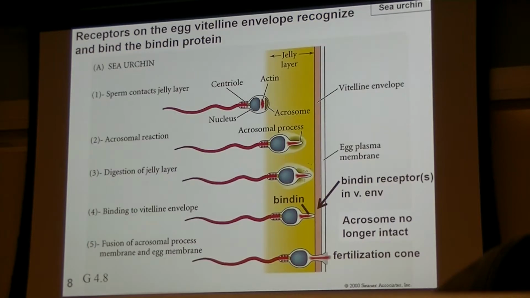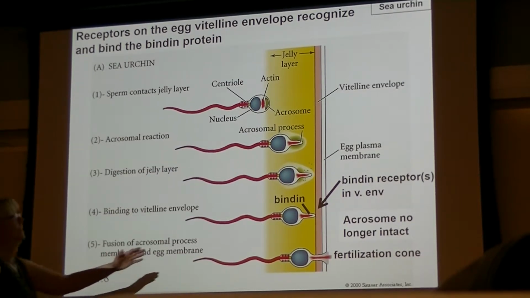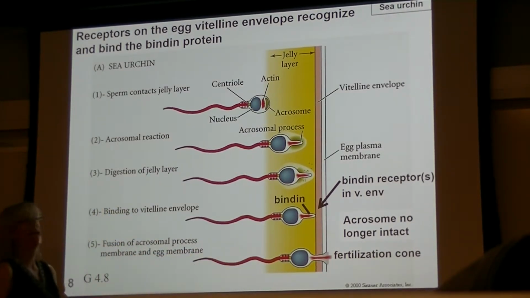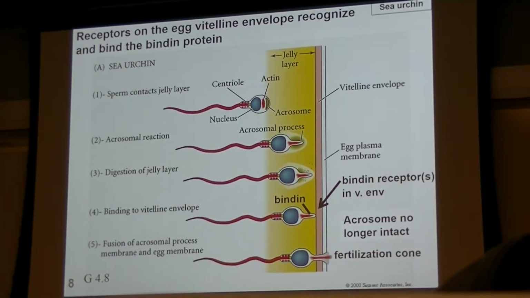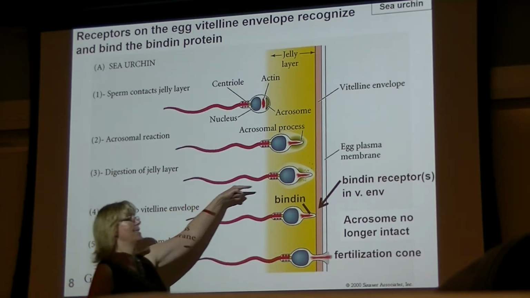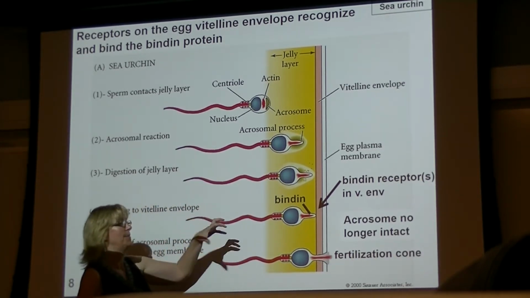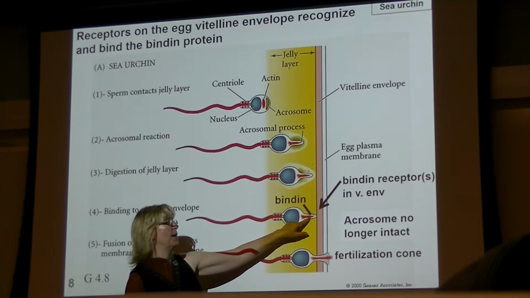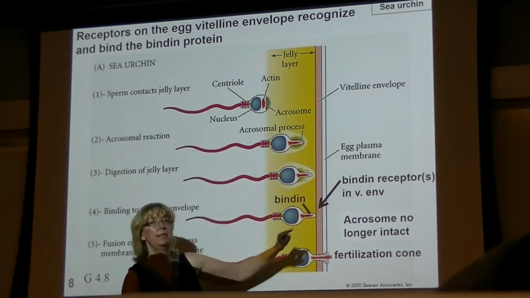Here's a synopsis of where we are right now. The sperm was swimming along happily and was attracted to the egg by a chemoattractant. When it arrived at the jelly layer, the acrosomal reaction was triggered. The contents of the acrosomal vesicle got dispersed onto that jelly layer. The acrosomal process extended, the sperm digested its way through, and now the binding molecules have interacted and bound to the vitelline envelope.